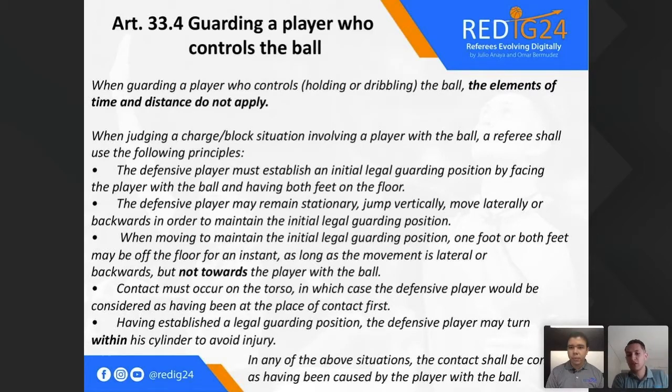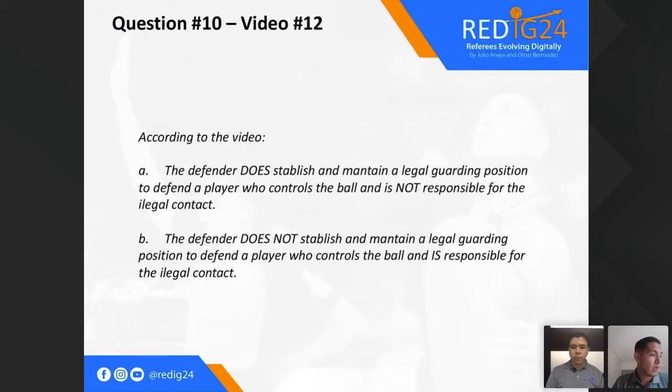It doesn't mean that. For example, we have a lot of situations where we have a screen at the top of the key, at the top of the 3-point line, and the defender is not looking at the screener, and it doesn't mean that it's illegal at all, right? That's the point when a player does not control the ball.